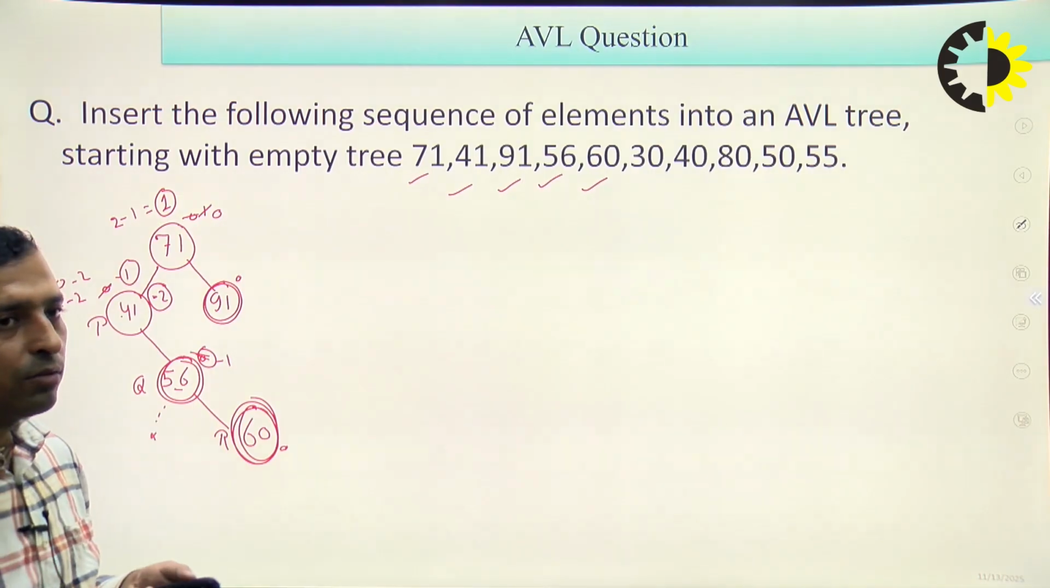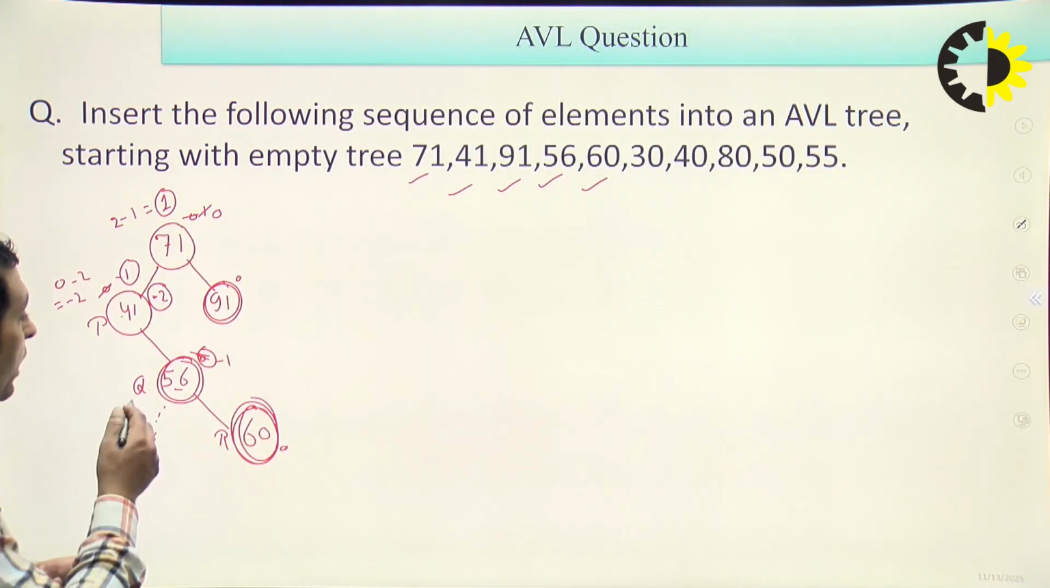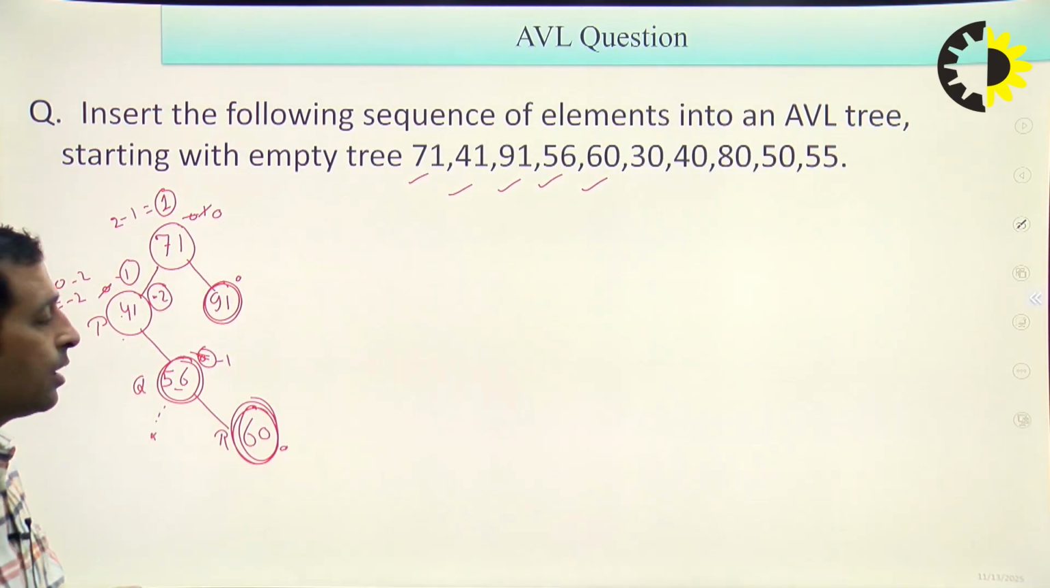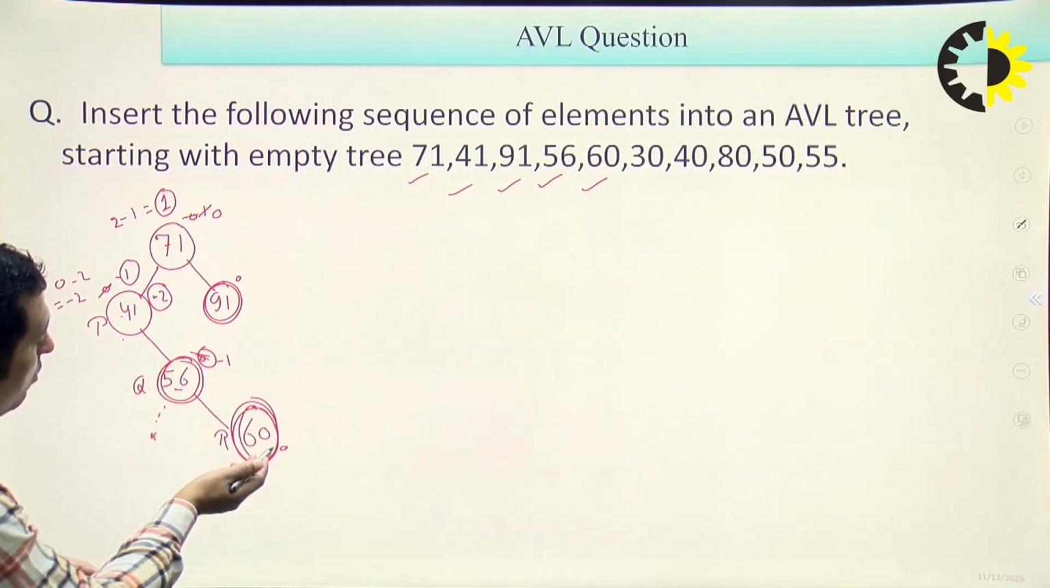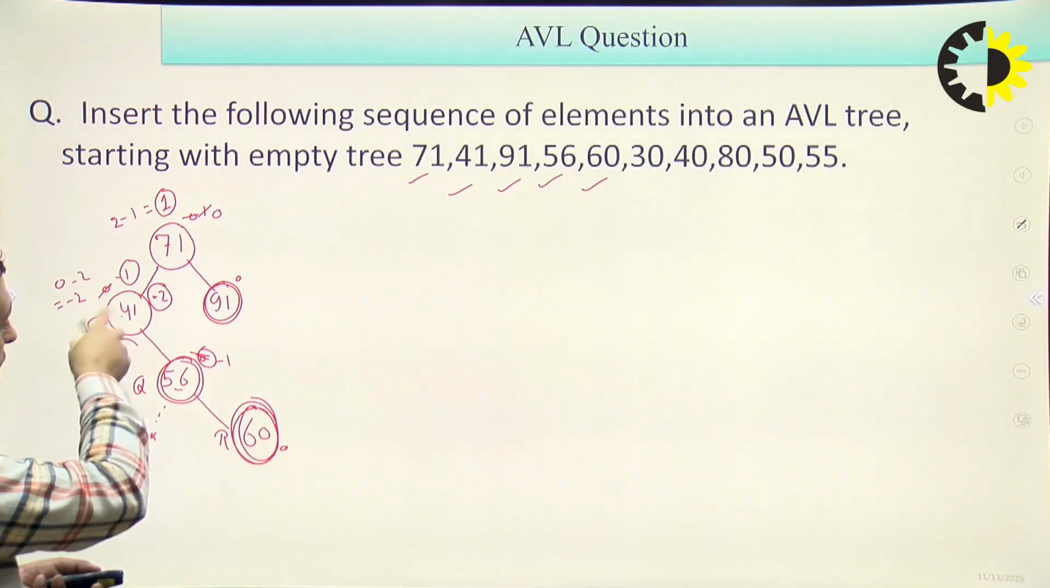How many rotations do we require? Only one rotation, as we have seen in the previous slides. At which point? At P. In which direction? Our tree is inclined to the right side, so rotate to the left side. One rotation at P.